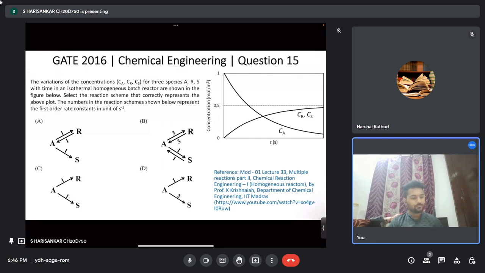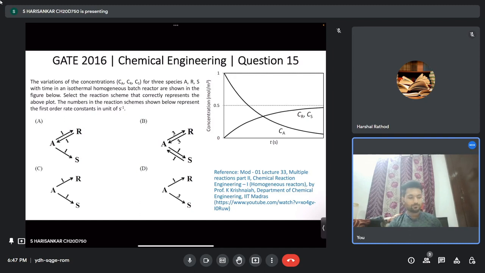So this concentration profile is given on the side here. The concentration versus time profile of A, R, and S, and the four options given here are as below. So this is a question from the parallel reactions part in chemical reaction engineering, and the reference can be found in module 1 lecture 33, multiple reactions part 2, Chemical Reaction Engineering 1, Homogeneous Reactors by Professor K. Krishnaiah, Department of Chemical Engineering, IIT Madras.